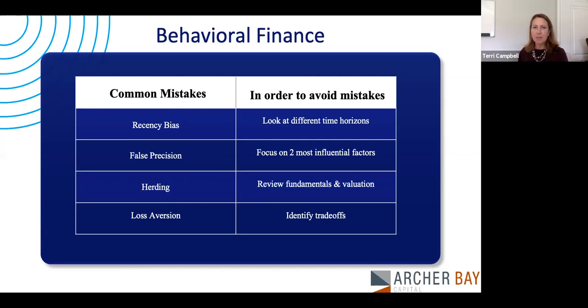It's about trying to step back from the emotion of it and saying, okay, what are the trade-offs? Because most of the time it's not so clearly wrong or right. It's usually a series of pluses and minuses.